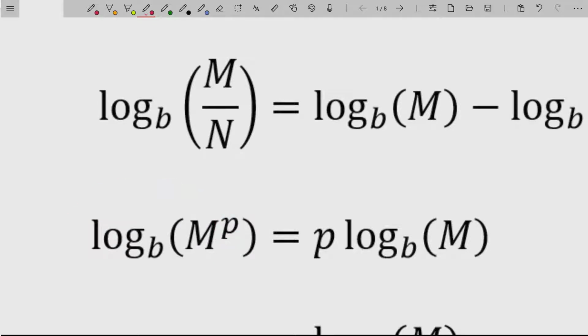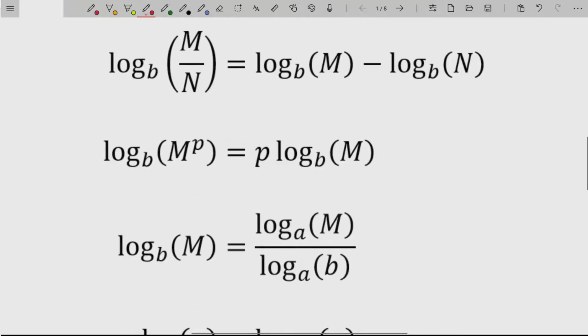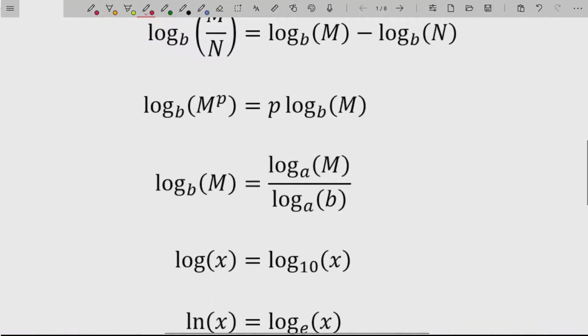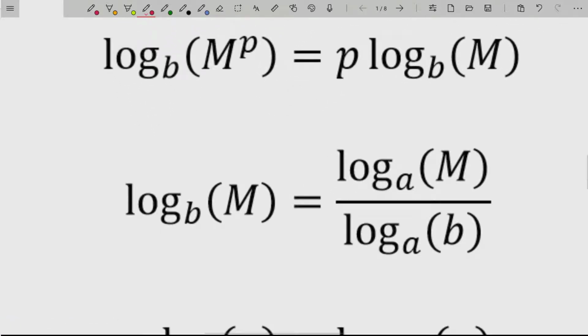Very, very powerful. And finally, we have the change of base formula. Log base b of m, well, you could change that to any base logarithm that you want. So it could be the natural logarithm, base e, or the common logarithm, base 10. Whatever you choose, it'll be log base a, where a is what you're choosing to change the base to.